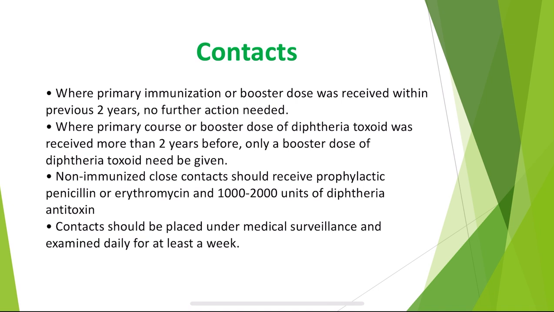The non-immunized close contact should receive prophylactic penicillin or prophylactic erythromycin and 1000 to 2000 units of diphtheria antitoxin. So in the case of contacts who are non-immunized, we are starting with penicillin or erythromycin followed by 1000 to 2000 units of diphtheria antitoxin. The contact should be placed under medical surveillance and examined daily for at least a week. We need to examine the contacts under the surveillance.